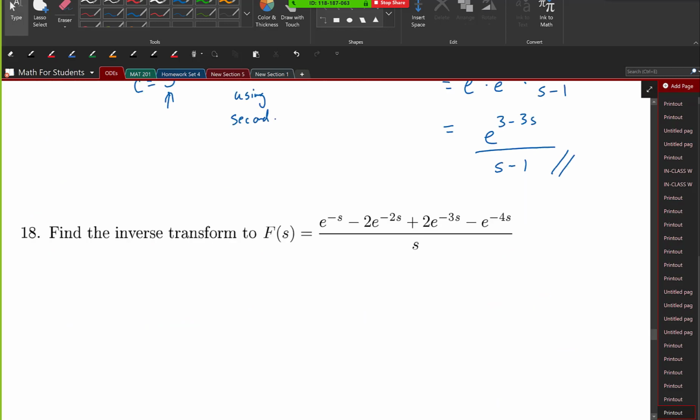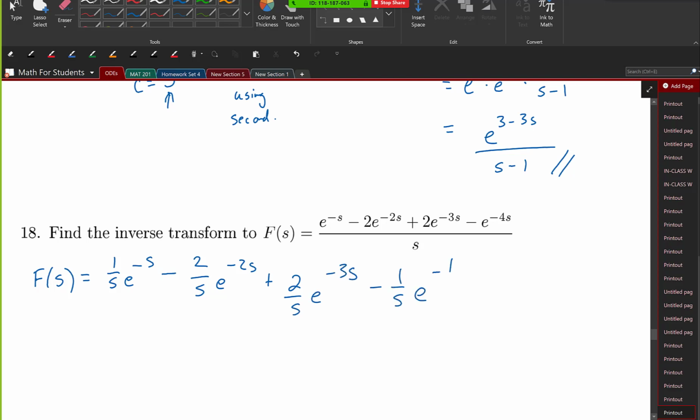So let's look at number 18 here. I'm first going to rewrite f of s. I'm going to go ahead and break it up. So I get 1 over s e to the minus s minus 2 over s e to the minus 2s plus 2 over s e to the minus 3s minus 1 over s e to the minus 4s.